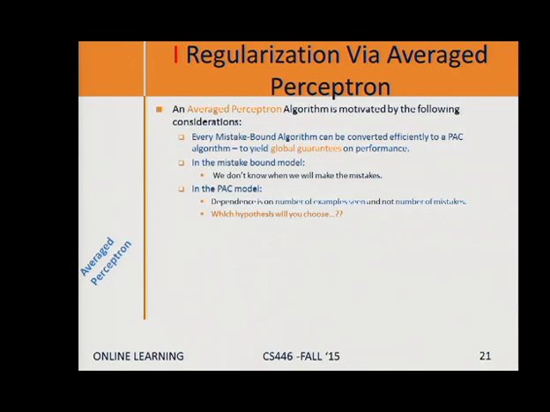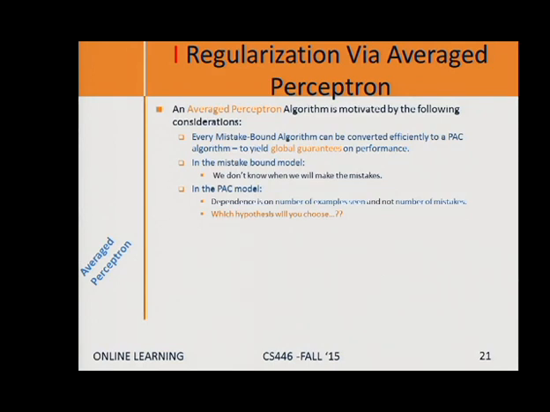So average perceptron is motivated by the following consideration. We analyzed it as a mistake-driven algorithm, right? We analyzed the mistake bound, and we showed that there exists a mistake bound. But really what we care about are some global guarantees on the performance. I want to be able to say, I ran my algorithm. Here is a new example. What's the probability I'm going to make a mistake on it? That's really what I want to do. And it turns out that you can do this in a general way. You can convert every mistake-bound algorithm or every online learning algorithm to something that has these types of generalization capabilities.